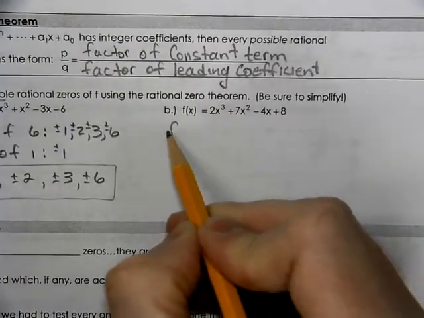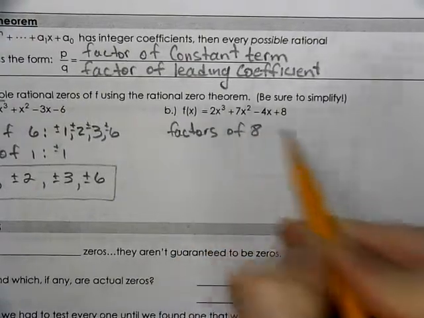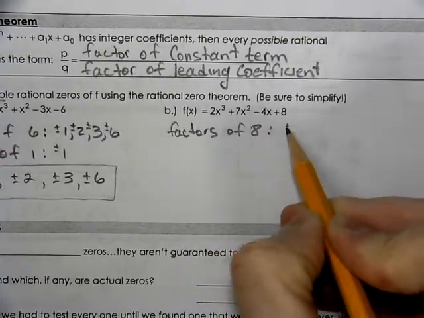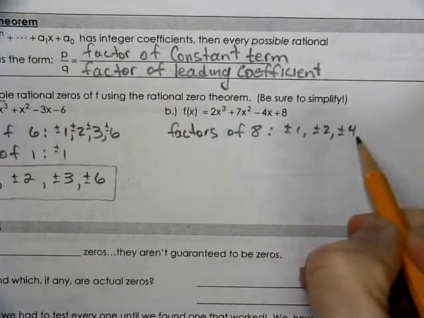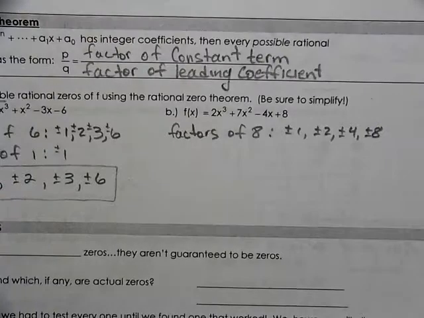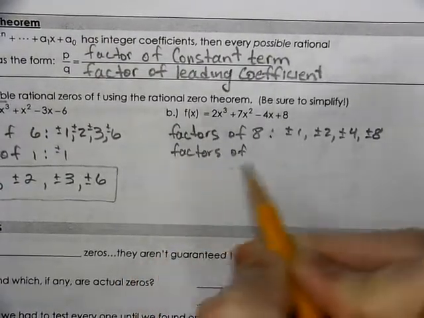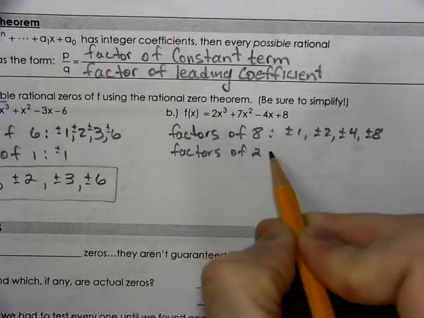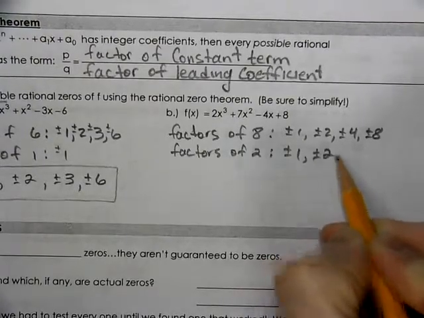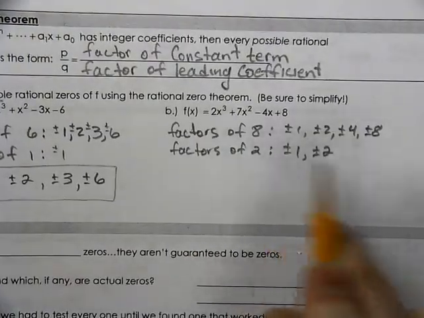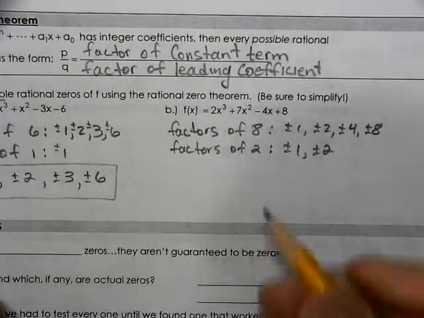So over here, we look for factors of 8. And that's going to give us plus or minus 1, plus or minus 2, 4 goes into it, and of course 8 goes into 8. And then factors of your leading coefficient, plus or minus 1, plus or minus 2. Now this one has 2 values for the denominator. So we're going to have to look at several different types here.